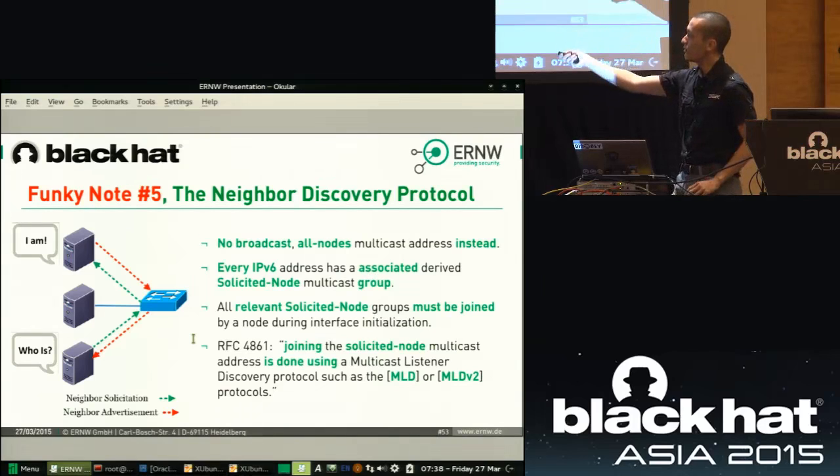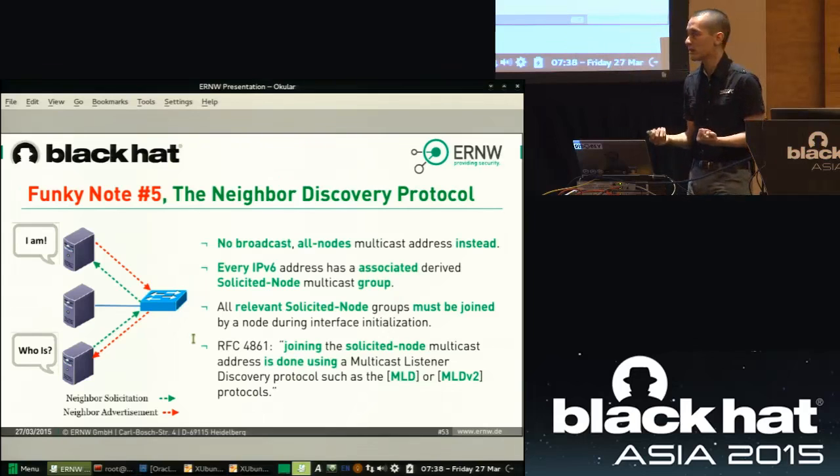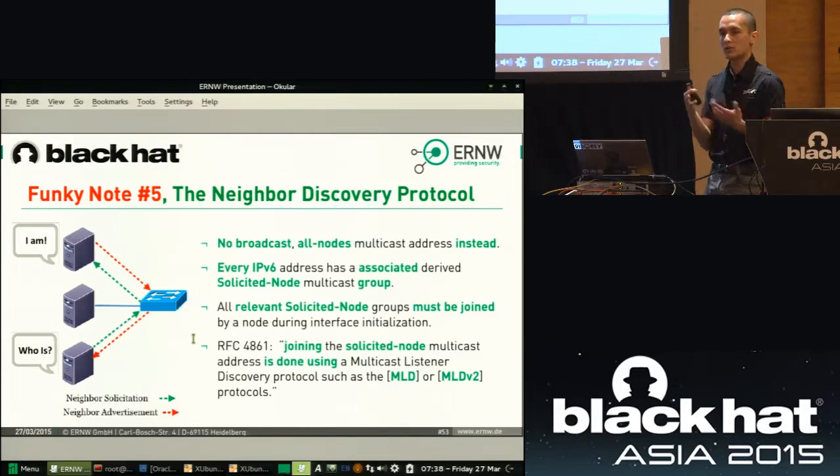So it should behave this way. If we have a switch with MLD snooping enabled, and this one is asking, hey, who has this IP address? This one is in that multicast group. This one only should get the message and reply, and this one is going to have the information it was requesting. However, the scenario is totally different.